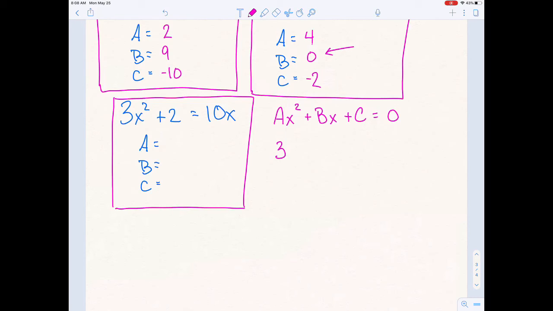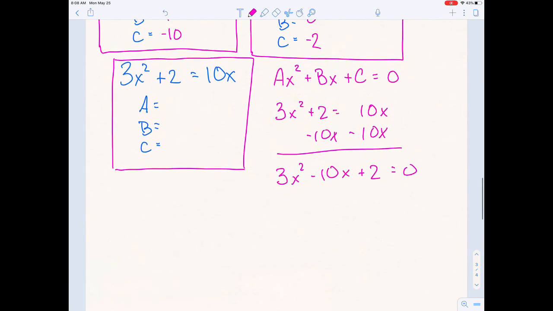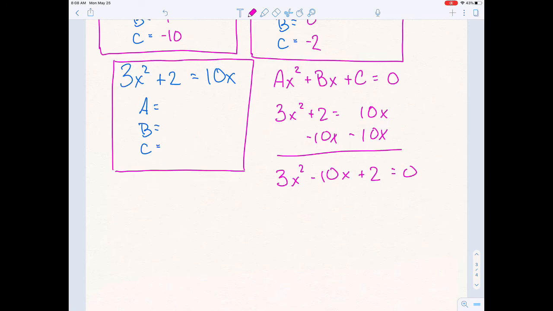And that's right, you'd have to subtract the 10x. Oops, I put the minus in there. You'd have to subtract 10x from both sides. We're going to kind of shoehorn that minus 10x in there. And now I have it in the form that we can use the quadratic formula. So let's go ahead and identify what the A, B, and C are. And A is 3, and B is -10, and C is 2.